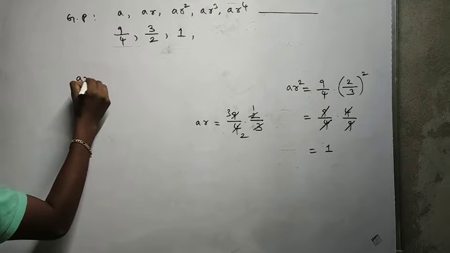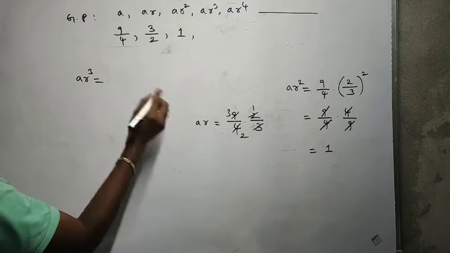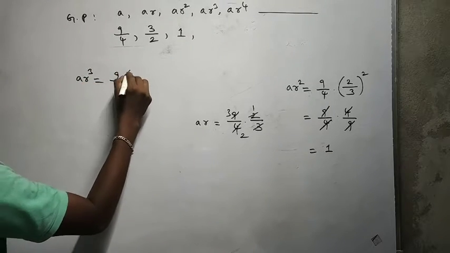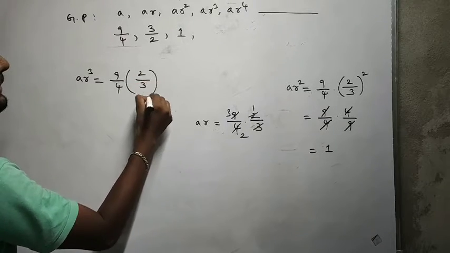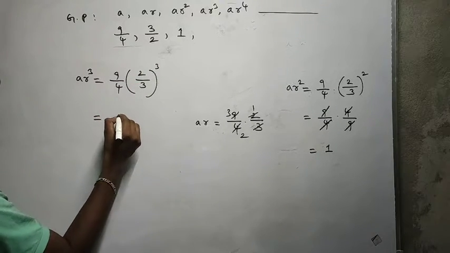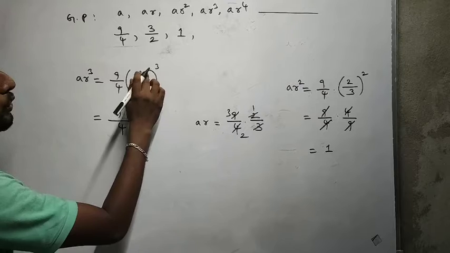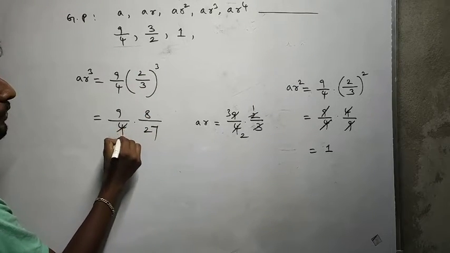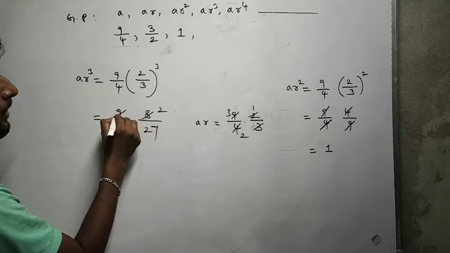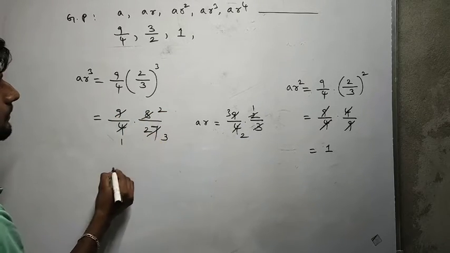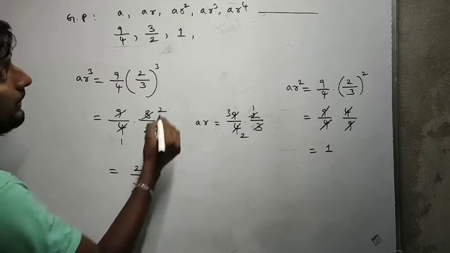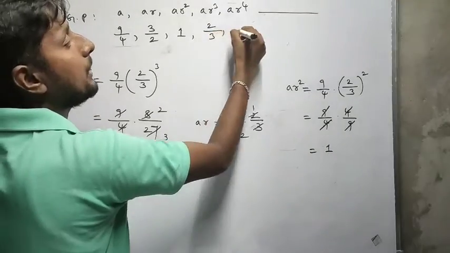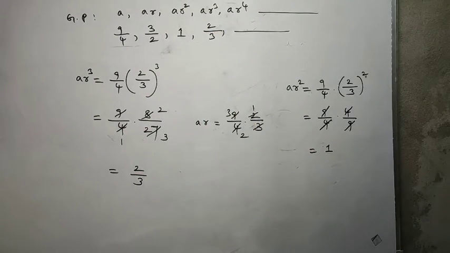If you go with AR cube, the A value we know is 9 by 4 and the R value is 2 by 3 whole cube. So we'll write 9 by 4 into 2 cube, answer 8, 3 cube, answer 27. That means 4 ones are 4, 4 twos are 8, 9 ones are 9, 9 threes are 27. So overall we'll get 2 by 3, and so on. So that is the series.